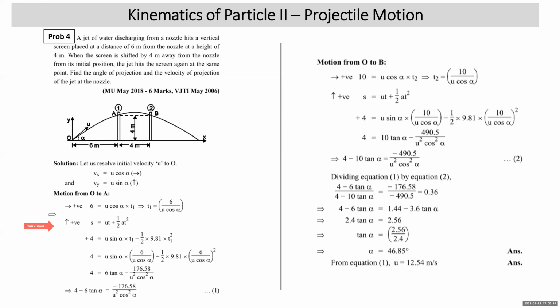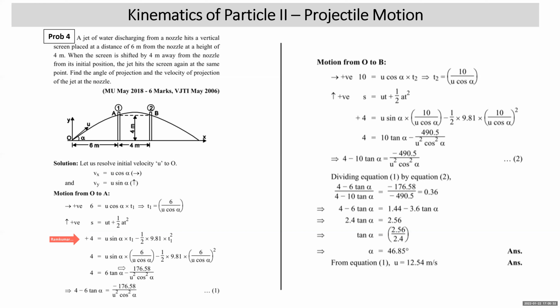Then we write the vertical motion: s is equal to ut plus half at square. S is plus 4 as point A is above O. It is u sin alpha into t1 minus half g into t1 square. Substitute the value of t1 here; t1 is 6 upon u cos alpha.